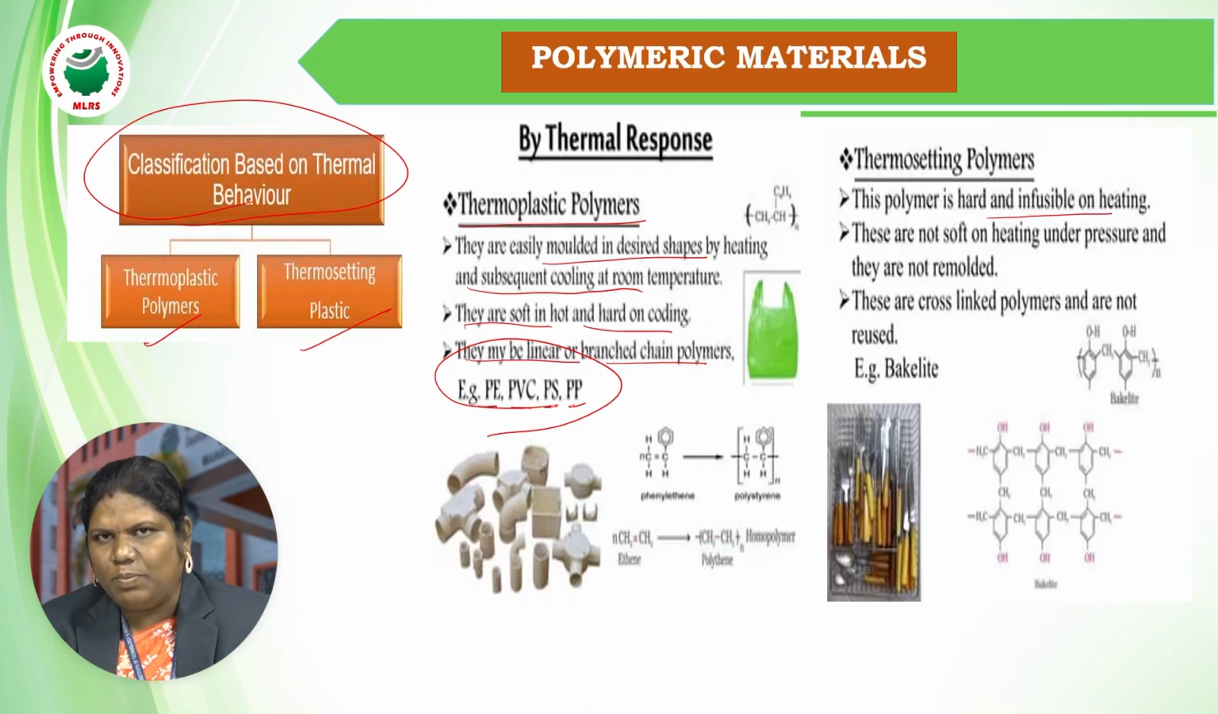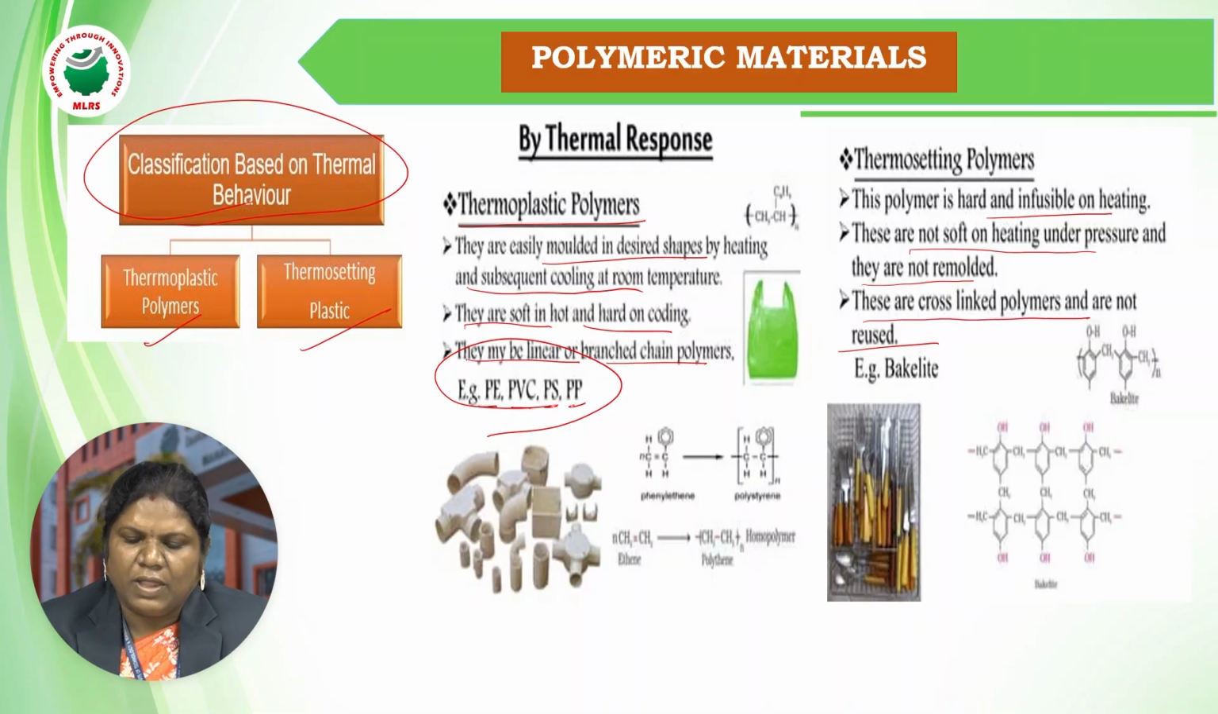What will happen when thermosetting plastics are heated? In the initial stage they will become soft, and on continuous heating, they will become infusible. They will be degraded. They are not soft on heating under pressure. They cannot be remolded. On continuous heating, they will become infusible, degraded, and they cannot be remolded. These are cross-linked polymers and are not reused. Once the thermosettings are degraded, we cannot reuse or remold them. The best example of the thermosetting polymers is bakelite.